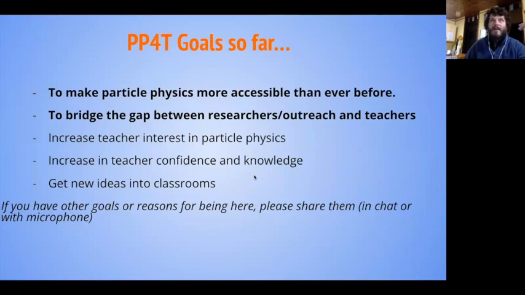So I want to make a lot of modern particle physics topics more accessible, because often, at least in my own practice, I was intimidated and really didn't bring much into my own teaching. Like I mentioned before, connecting between researchers. And then I want to get everyone interested and having some fun and getting some new ideas into classrooms and beyond. So with that being said, what other reasons are some of you here?